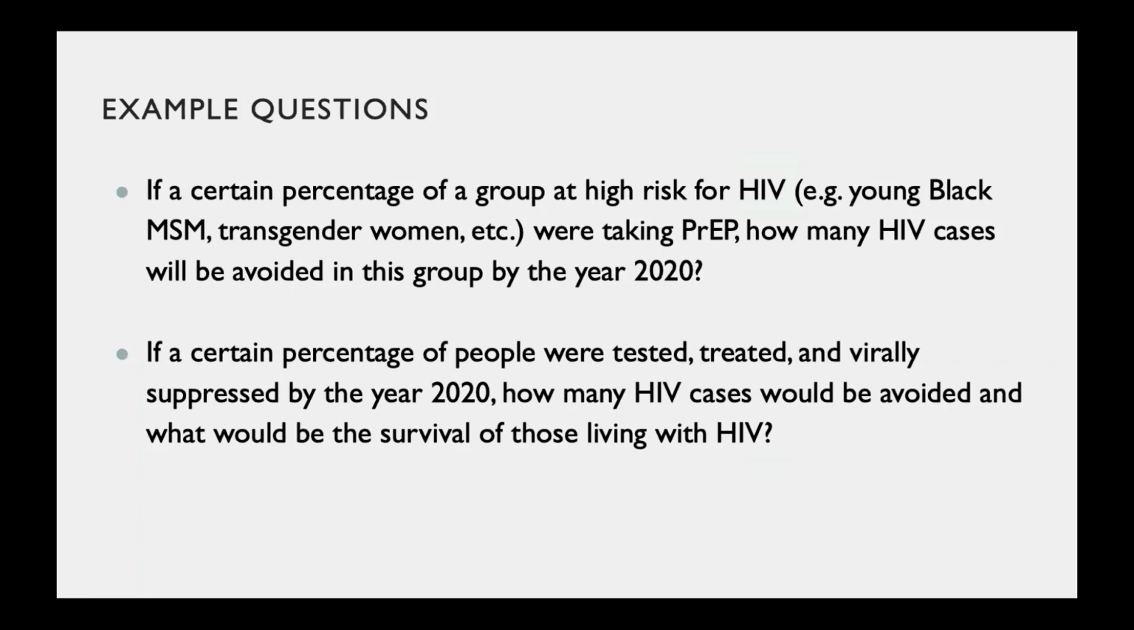and you might be a bit more familiar with this as well, and we're going to talk about this, is, if a certain percentage of people were tested, treated, and virally suppressed by the year 2020, how many HIV cases would be avoided, and what would this mean for the survival of those living with HIV? How many people would be living healthy with HIV if these people were tested, treated, and virally suppressed? And if that sounds familiar to you, you probably are familiar with the UNAIDS targets for 1999.